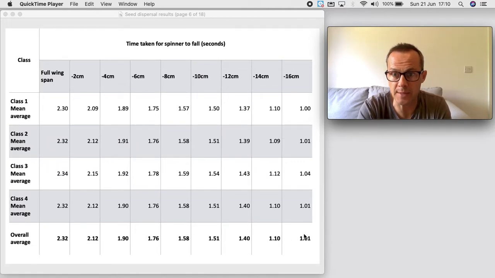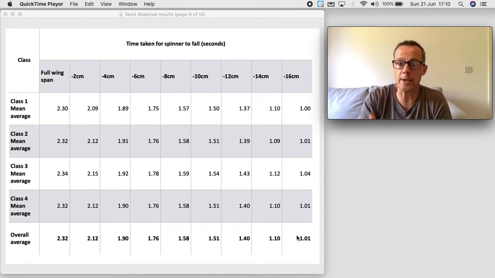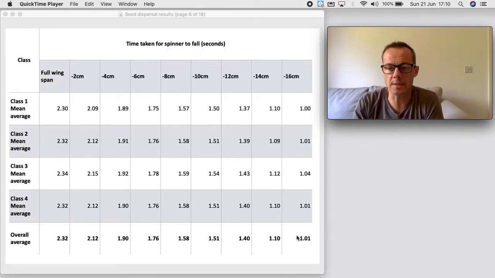And hopefully you'll be able to identify a pattern. As we cut off more paper, we see the time it takes for the spinner to fall gets shorter and shorter and shorter. So it's spinning faster, to the point of where we've taken off 16 centimetres, so we've got tiny wings, it's spinning in just over 1 second. Now that supports what our original idea was, that long wings will make the spinner spin more slowly so it can get caught by air resistance and will get carried further away from the parent plant.